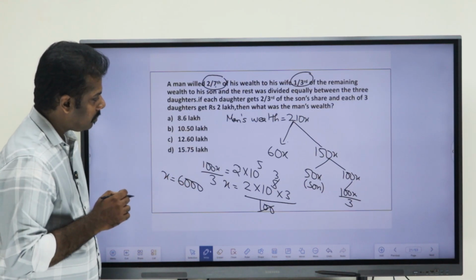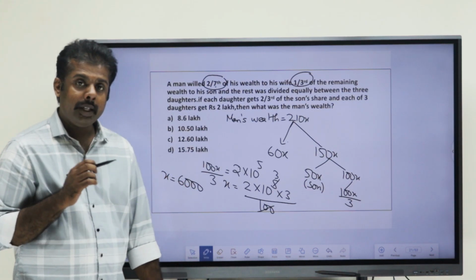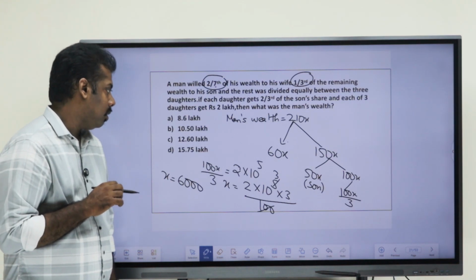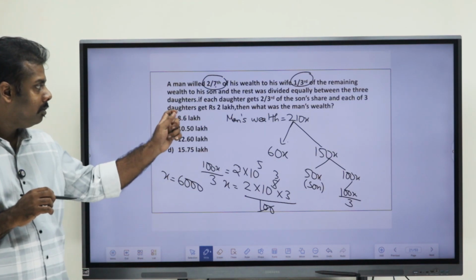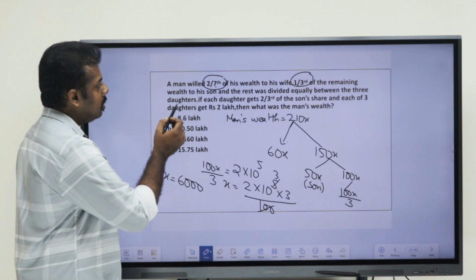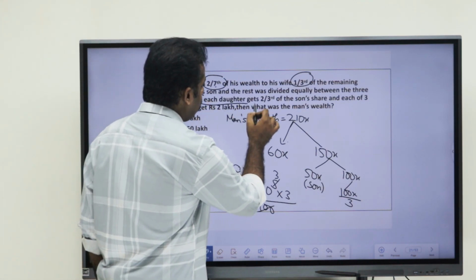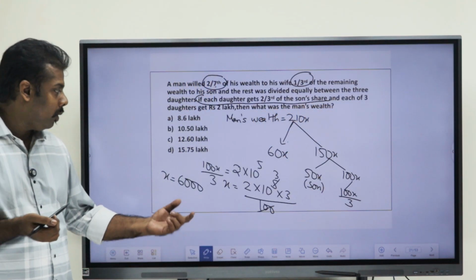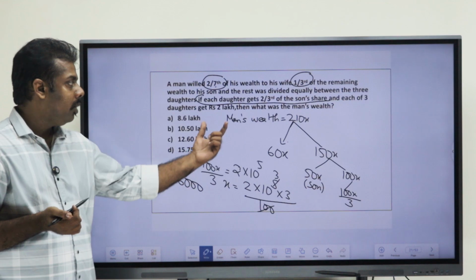Okay, so we have got the value of x as 6000. Now what is the final question that they have asked? They have just asked the man's wealth. So do we need to connect this condition, if each daughter gets 2/3 of son's share? That is not necessary here, because we have got the value of x. We need to find man's wealth.